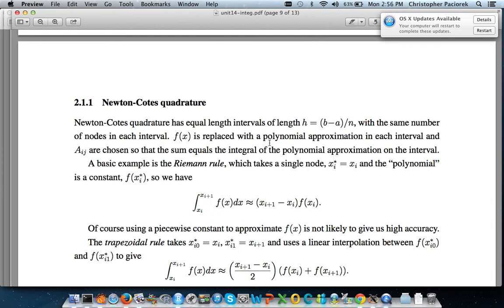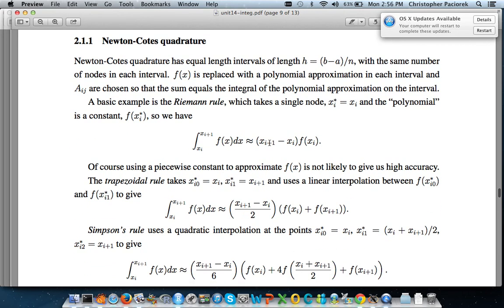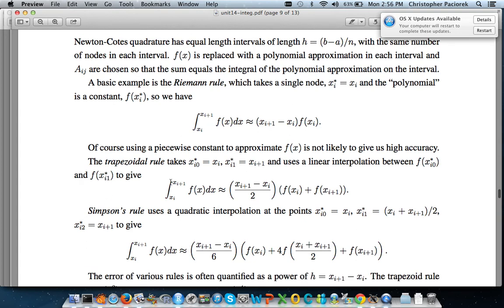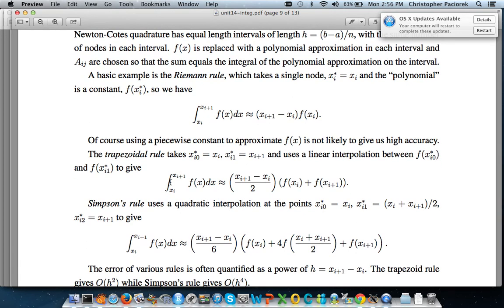And then within each interval, we're going to come up with a polynomial approximation to the function here. And once we have a polynomial approximation, then you could just analytically calculate what the integral is of that polynomial approximation to the function. So here's where just sort of standard kinds of results from calculus that you've already seen before come in. So we can think about using Riemann's rule to do this, we can think about using the trapezoidal rule to do this, and we can think about using Simpson's rule to do this.